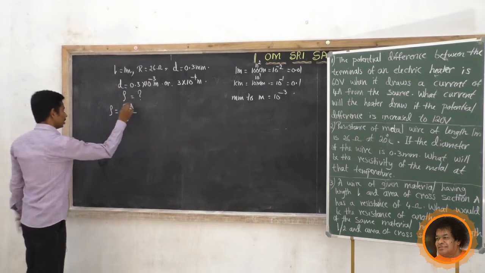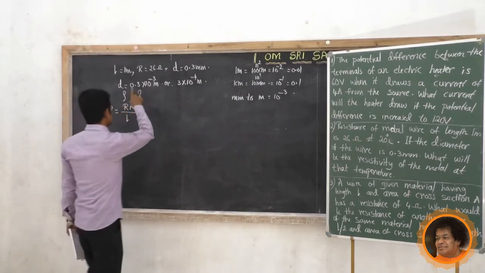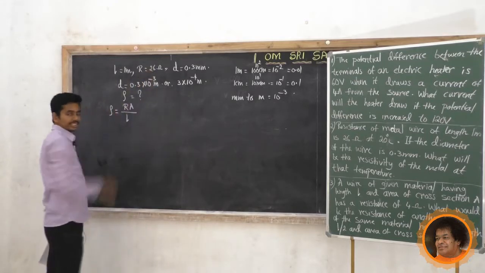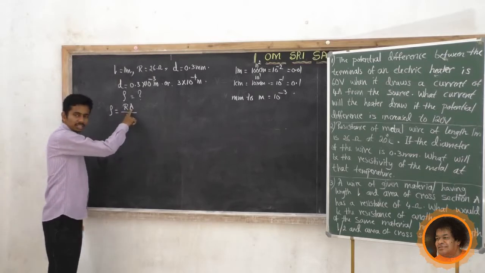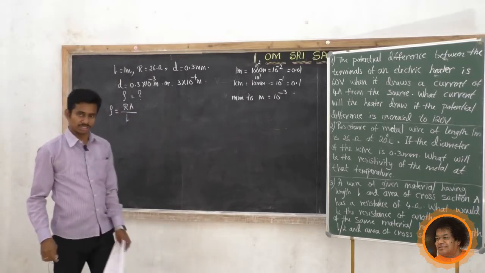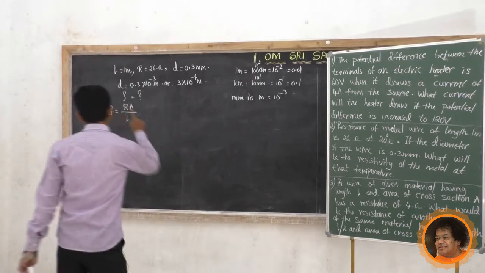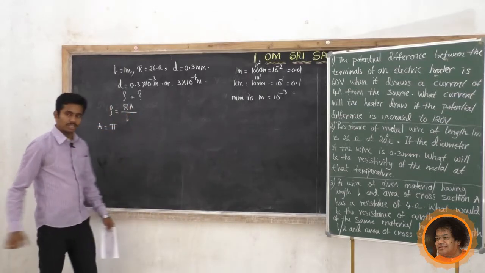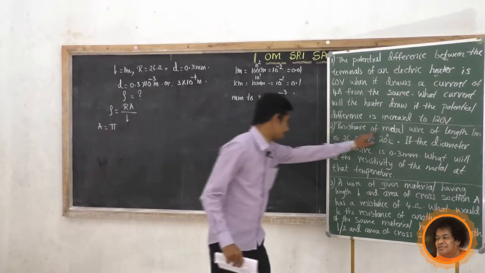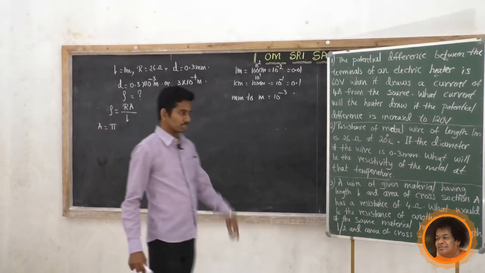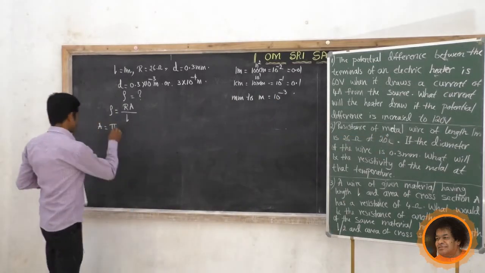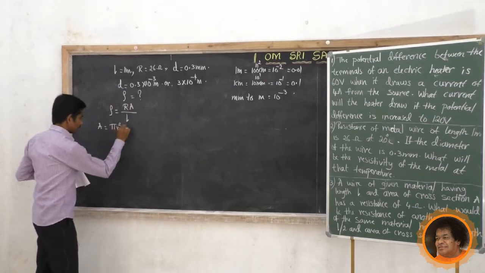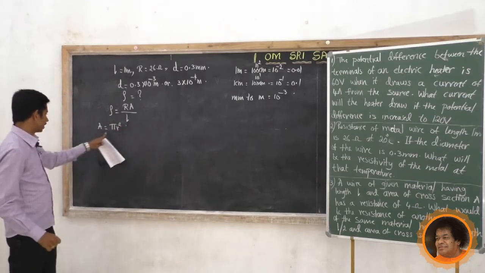For that, R is given, resistance is given, that is 26 ohm. What is A? That is the area of cross section. Is it given? No. So, we have to find the area. Area of a wire, because it is given the metal wire of length. So, find the area of that wire, that is pi r squared. What is area? Area equal to pi r squared.